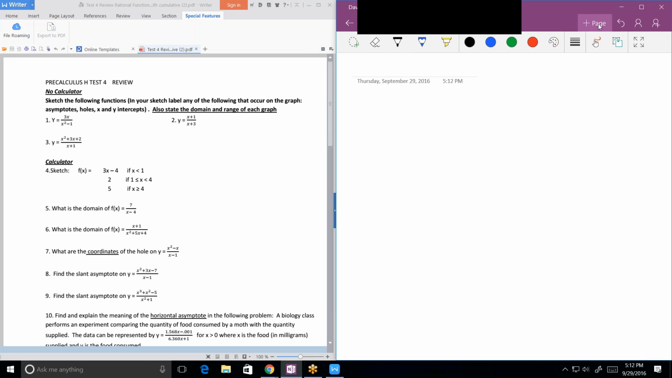Let's look at number 2, if you don't have any questions on number 1. What's the first step in order to graph this without a calculator? Find the vertical and horizontal asymptote. Where's the vertical asymptote?